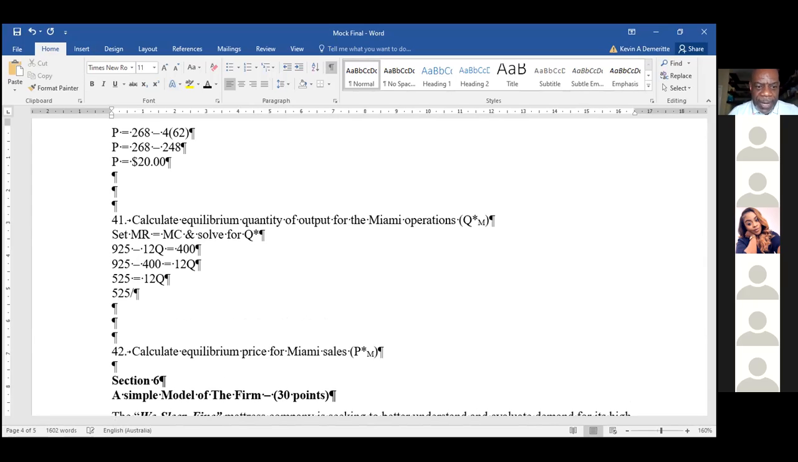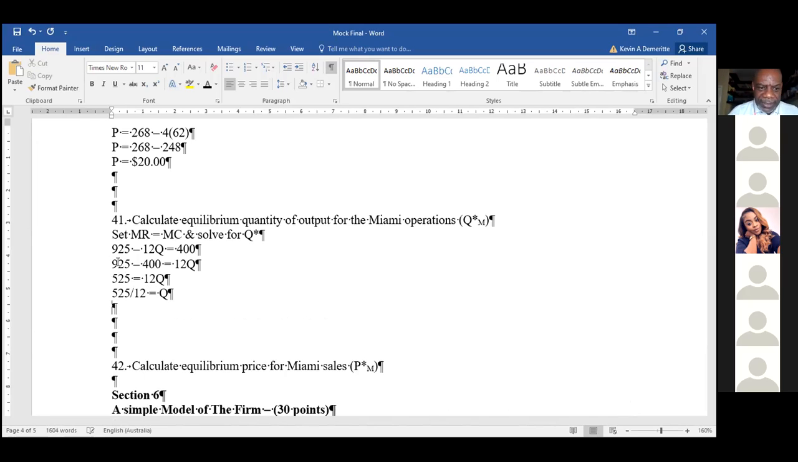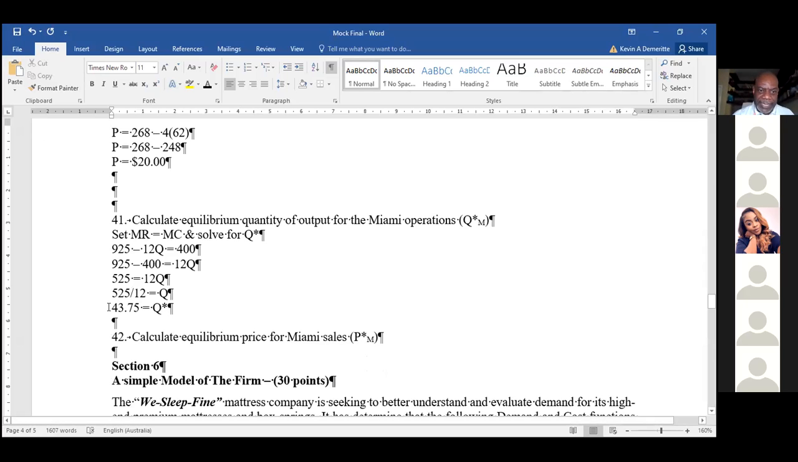525 divided by 12 is 43.75, equals Q. It's not dollars, it's 43.75. Do not round this, please. I know you're thinking, oh, it's three-quarters of a unit, so I'll just round it to 44. Do not do that. So that's our Q star, and that's good enough. There's no arguing with that. I'm supposed to be highlighting the answers there.